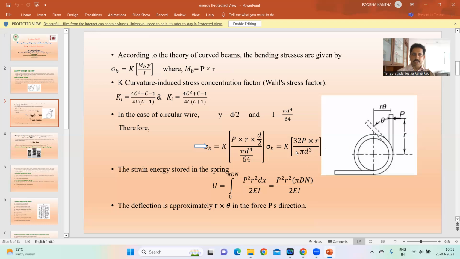The energy stored in the spring is given by the relation U equal to the integral from 0 to pi d_m of M squared dx by 2EI, that is P squared R squared into pi d_m by 2EI. So the deflection is approximately R into theta in the force P direction, which we should observe in the figure itself.